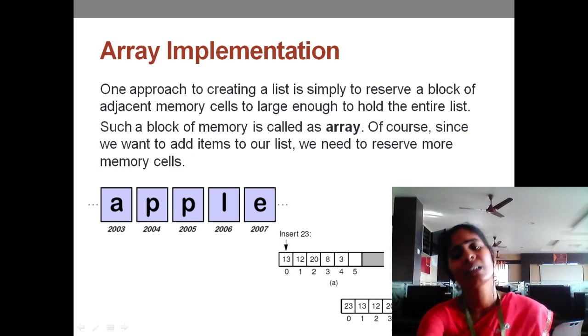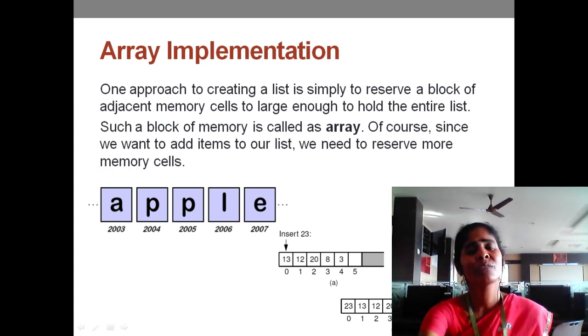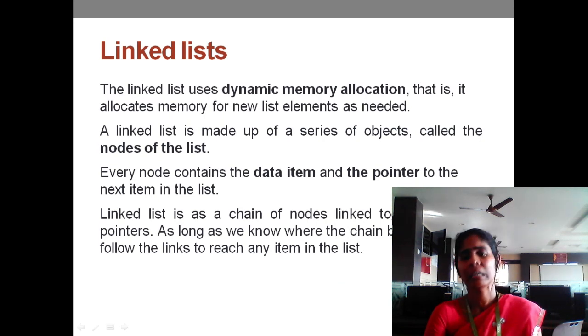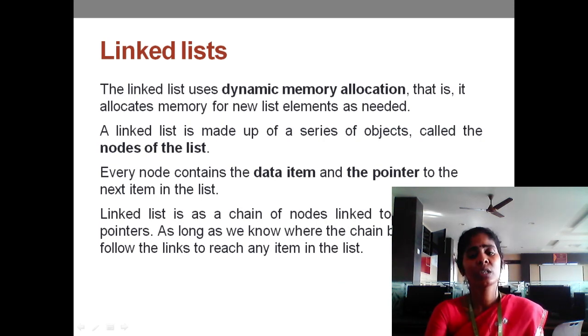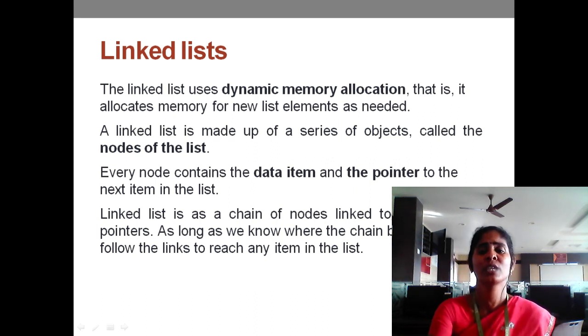Is there any other way of implementing the list? Yes, we have another way of implementing the list, which is the linked list. By using a linked list, we are dynamically allocating the memory for each and every element in the list. To represent the linked list, we represent the elements or objects in a list using the term called node.